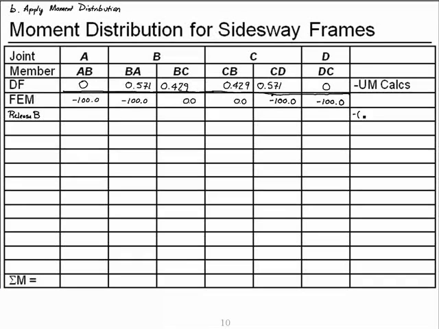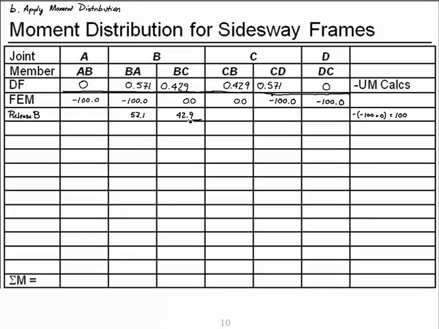And we'll take a negative of the unbalanced moment, and at node B we have a negative 100 and a 0. So we have a moment that we need to distribute of 100 foot kips. I multiply that moment by my distribution factor, and we distribute 57.1 foot kips into member BA. I take the 100 we need to distribute and multiply it by the distribution factor 0.429, and we distribute 42.9 foot kips into member BC.